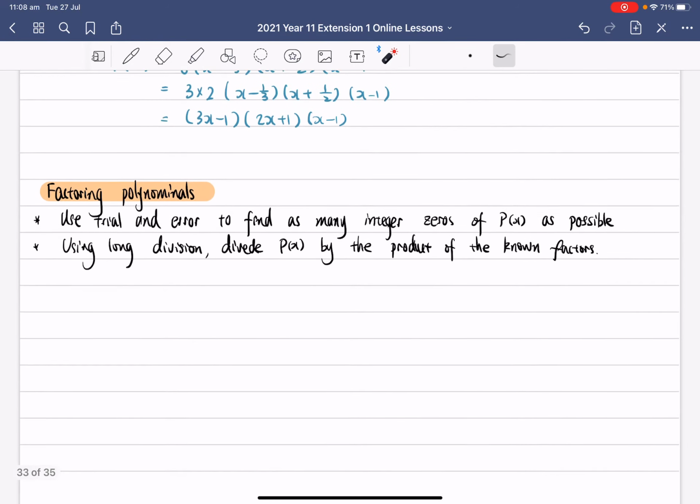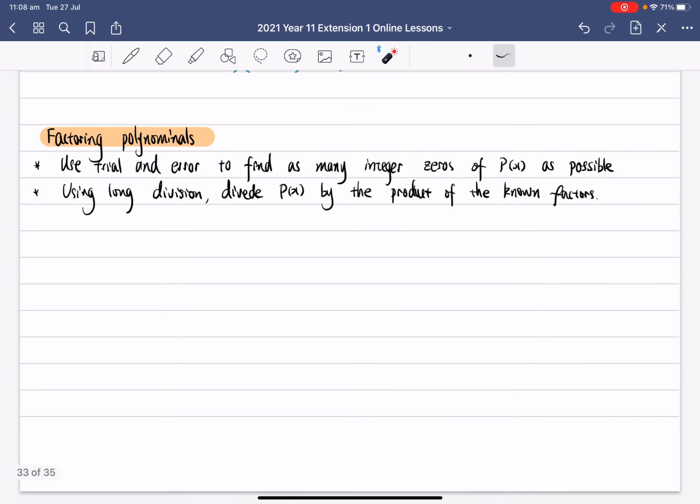Okay, all right, so next we're going to move on to factoring polynomials. We've done this before, yesterday. I'm just going to re-emphasize it again. In order for us to factorize polynomials, we need to try and error to find as many integer zeros of p(x) as possible.